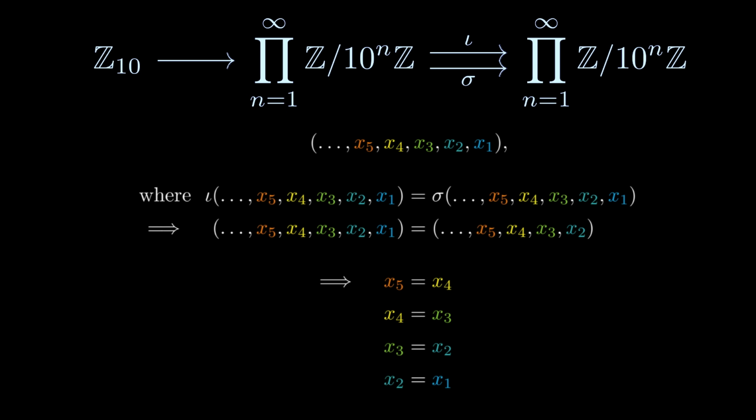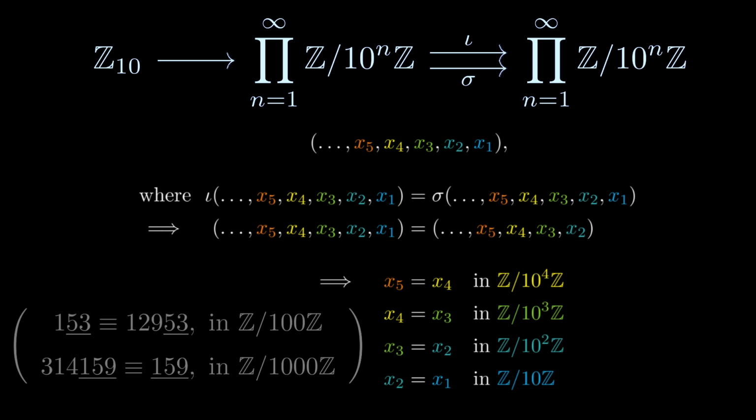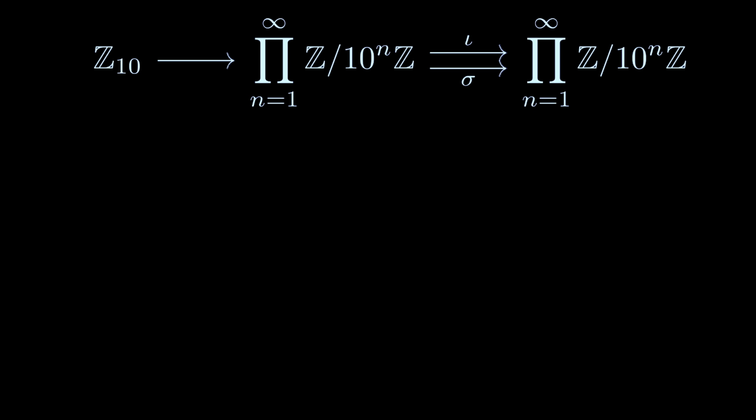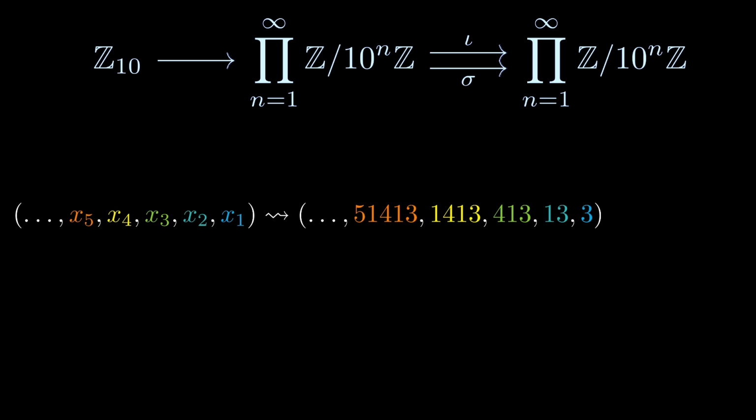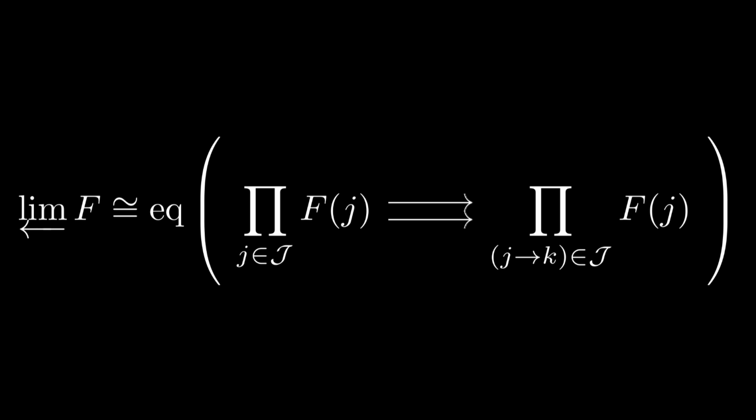However, these equalities are checked in different rings. Since we only care about the first n digits of a number in Z mod 10 to the n, this means that the elements of this equalizer can be thought of as a sequence of finite length approximations of the 10-adic numbers. Each successive finite length approximation gives us a new digit of our number, and if we string all of them together, we get an infinite sequence that reconstructs the entire 10-adic number that we started with. This is the guiding intuition behind the proof that the equalizer will actually reconstruct the limit of our original diagram.